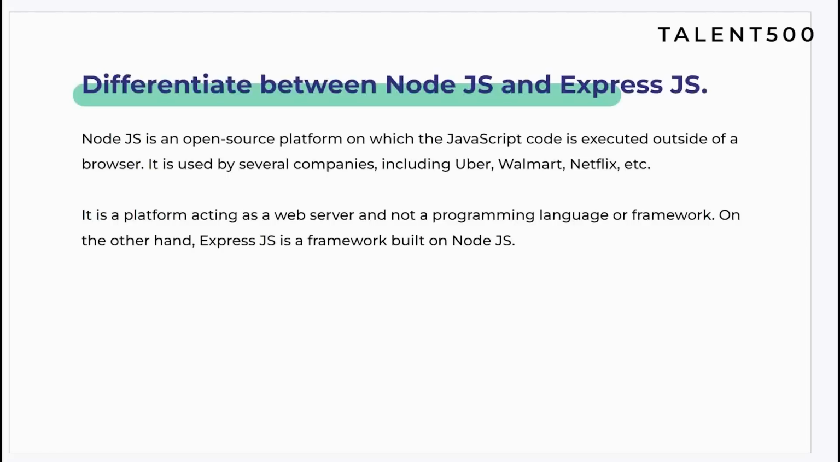Node.js is an open source platform on which JavaScript code is executed outside of a browser. It is used by companies like Uber, Walmart, Netflix and many others. It is a platform acting as a web server and not a programming language or framework. On the other hand, ExpressJS is a framework built on Node.js.